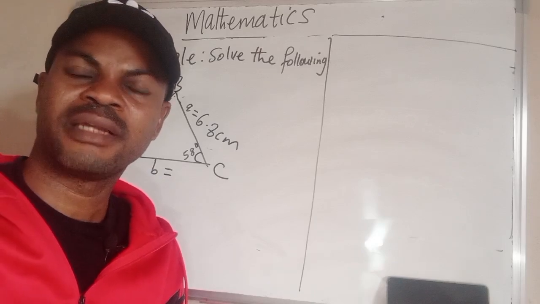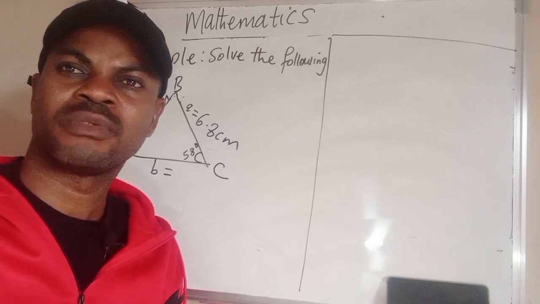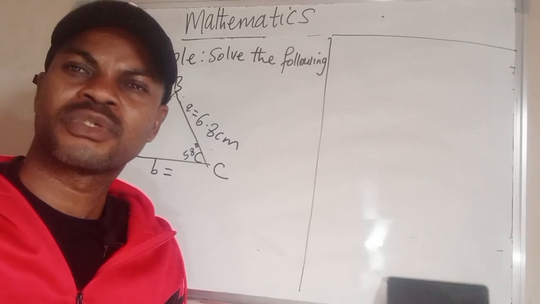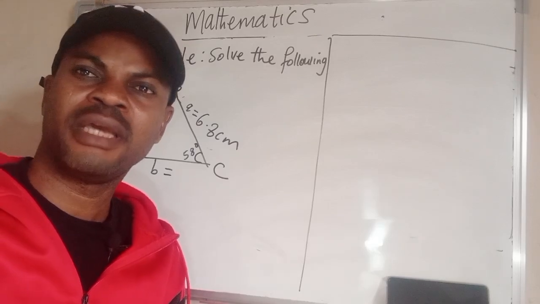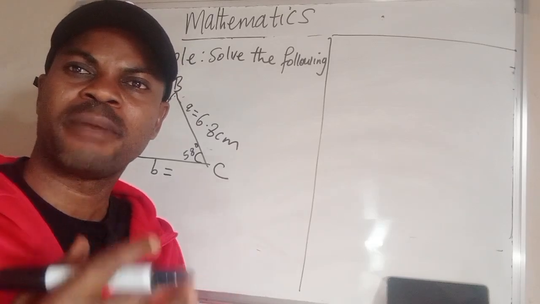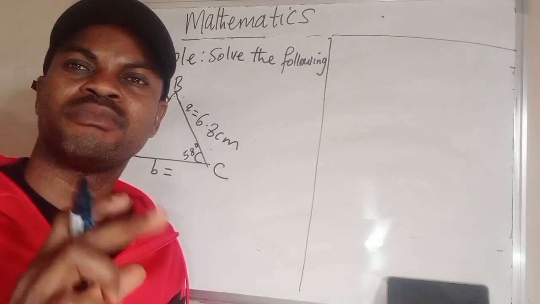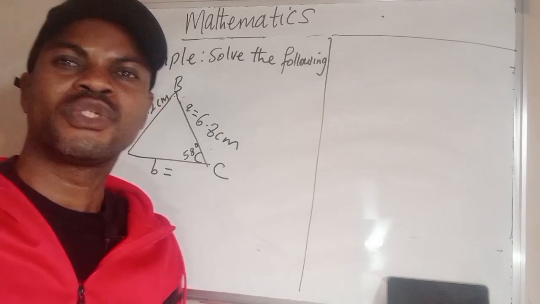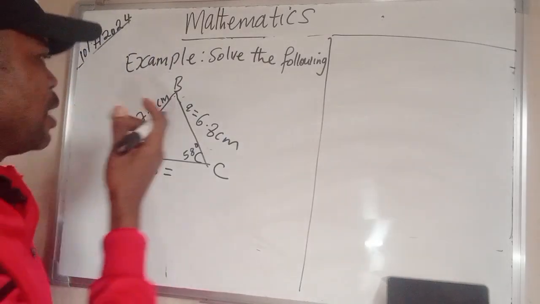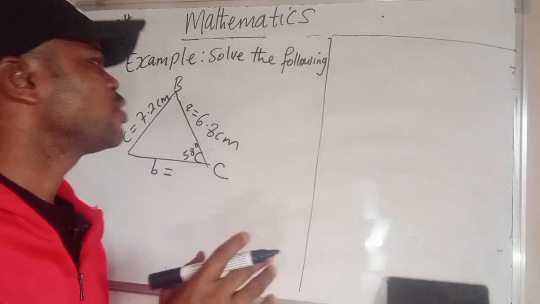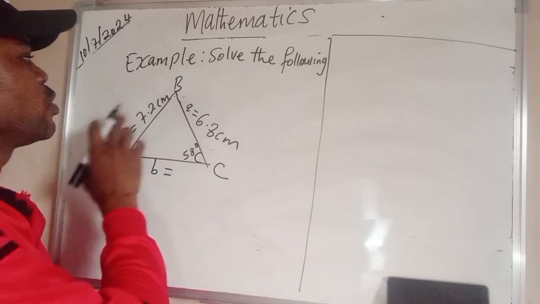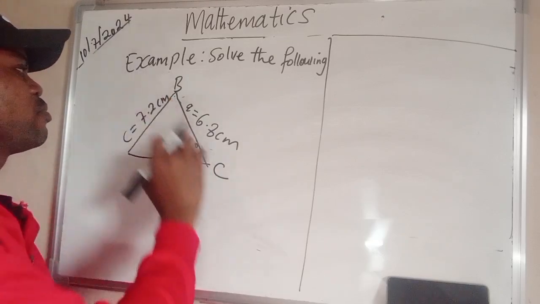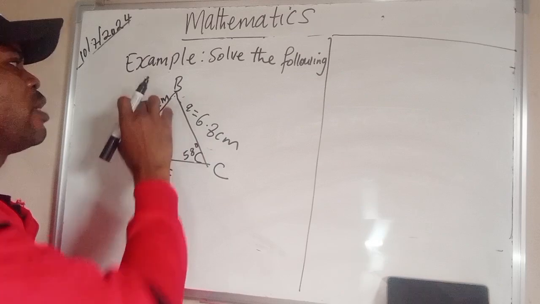What is the sine rule again? A all over sine A equals B all over sine B equals C all over sine C. What is the cosine rule? If I'm starting with A, it is A squared equals B squared plus C squared minus 2BC cos A, because I started with A. So, having said that, this situation is a case of two sides and a non-included angle.